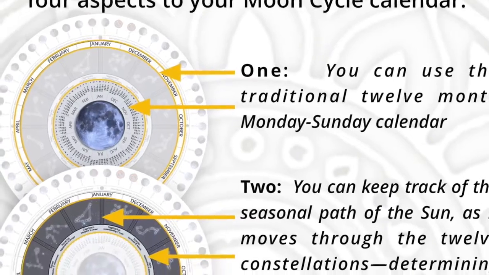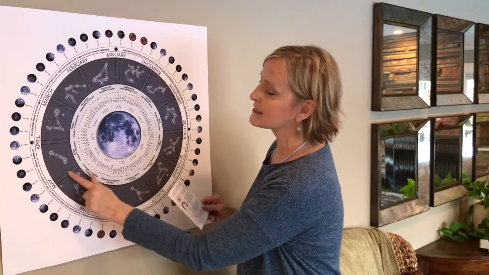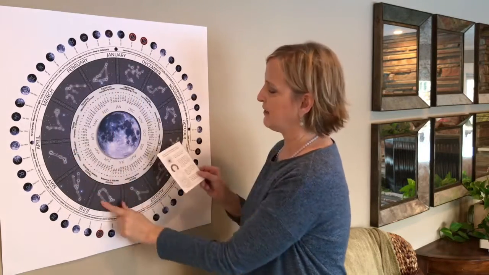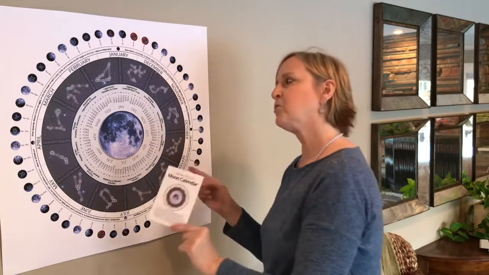The second thing is where we're going to start our conversation, and that is this little section right here that depicts the seasonal path of the sun. So let's start there. I know we're talking about a moon calendar, but let's begin right there.